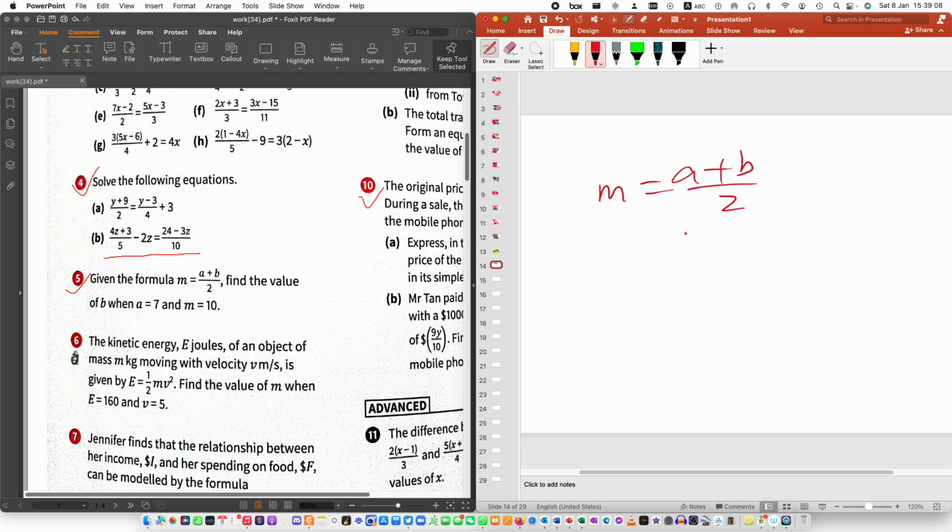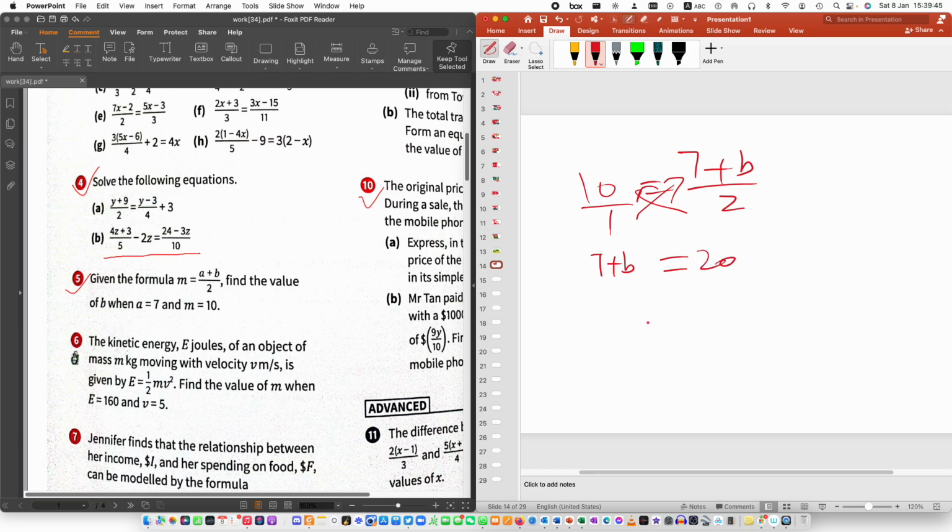Do you know why? Sub in. M becomes 10. Can you see? Yeah. Then a becomes 7. What do you do next? You have something on the left, something on the right. You do cross. Before you cross, what do you do? Change the fraction. So bring down the equal sign. 1 times anything is anything. So 1 times this is this. Then 2 times 10 is 20.